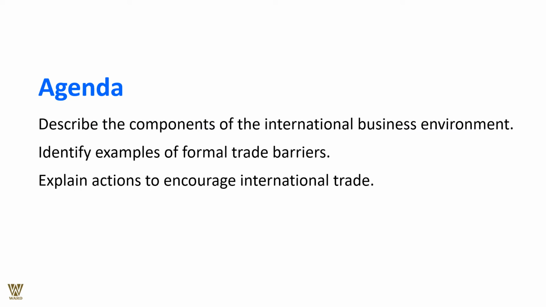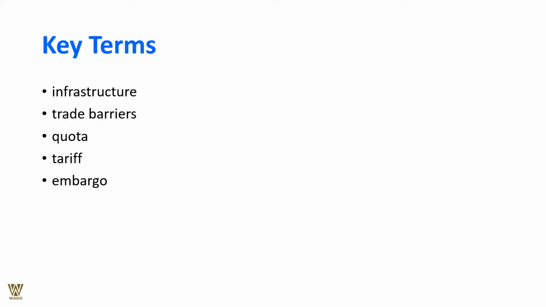We'll try to break the international business environment into different components, and provide you with suitable examples, for example, in terms of formal trade barriers, explaining the actions to encourage international trade and why it is required in the very first place. So the key terms are infrastructures, trade barriers, quota, tariff, and embargo. If you can understand these five terms, everything about international business environment is complete.